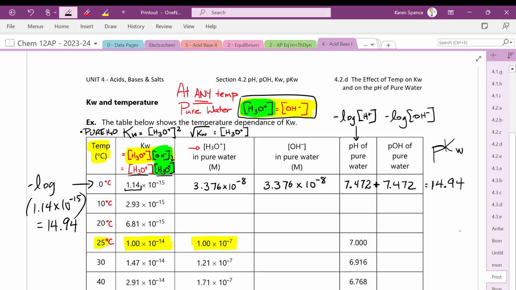All right, so if you are at a temperature that is not 25 degrees Celsius, pH plus pOH does not equal 14. It equals a different number. Just like hydrogen times hydroxide does not equal 1 times 10 to the negative 14. It equals a different number if you're not at 25 degrees Celsius. Okay, so if you've not done it, calculate your pKWs. Try filling in the rest of it while you're here. 2.9, and I'll fill it in so you can check.